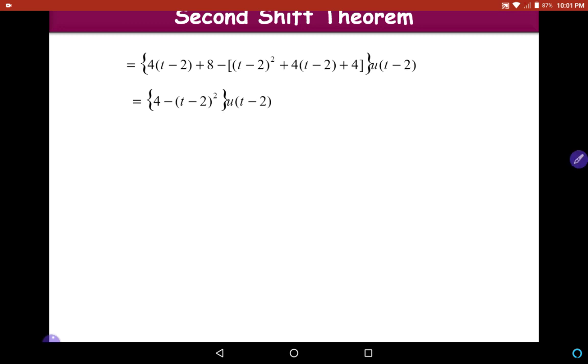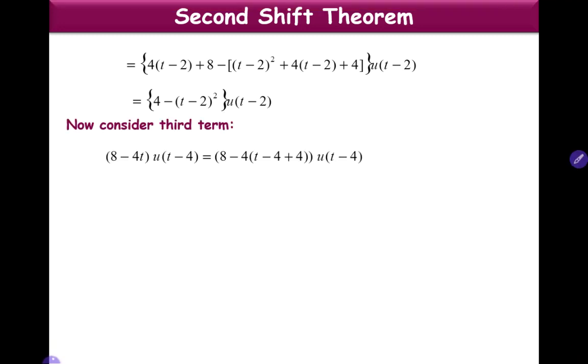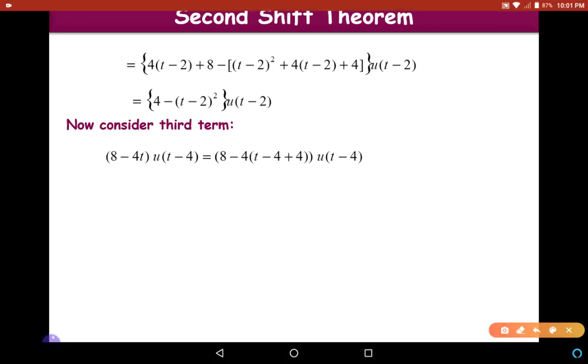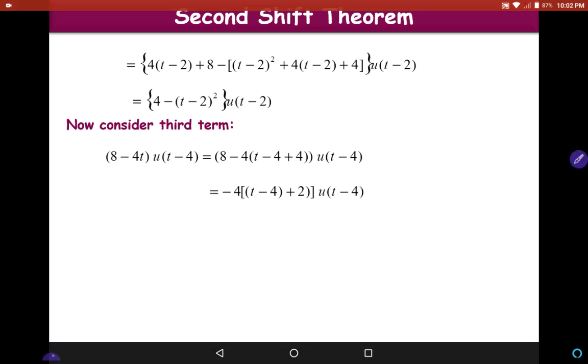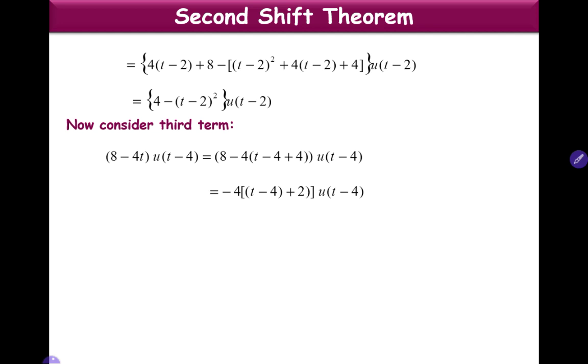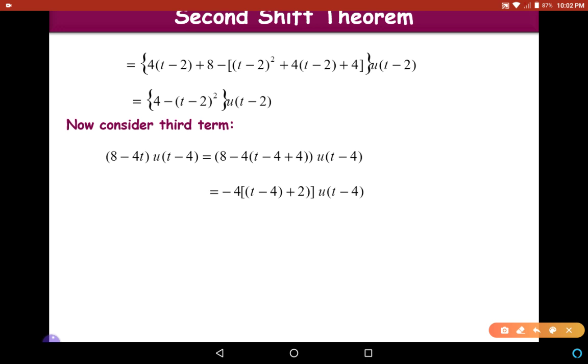Now consider the third term, 8 minus 4t into u of t minus 4. So here also, wherever I have t, I add and subtract 4. Therefore, 8 minus 4 into t minus 4 plus 4 into u of t minus 4. That is equal to minus 4 into t minus 4 plus 2. So the coefficient of u of t minus 4 is written in terms of t minus 4.